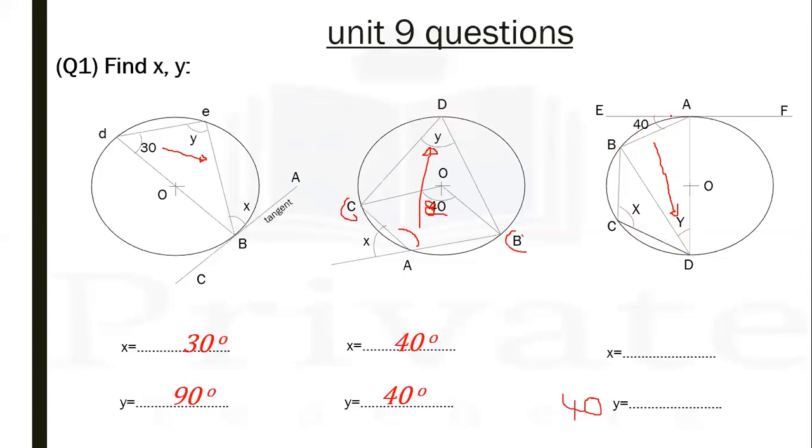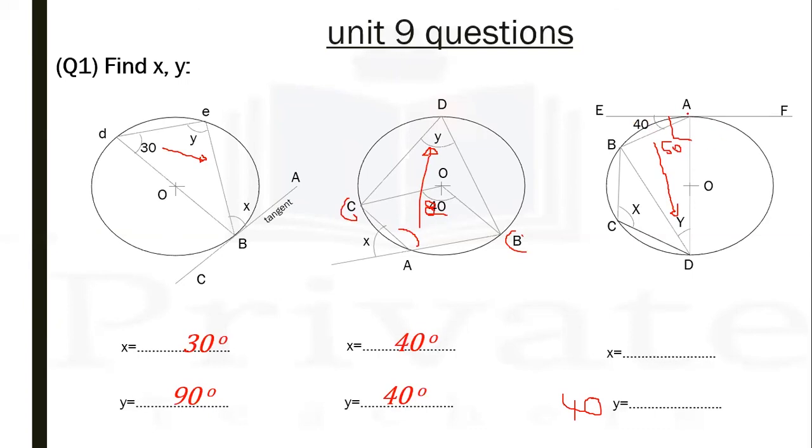Here, this is a tangent and this is a radius. The angle between the tangent and the radius is 90 degrees. We took 40 here, what remains is 50. Good.